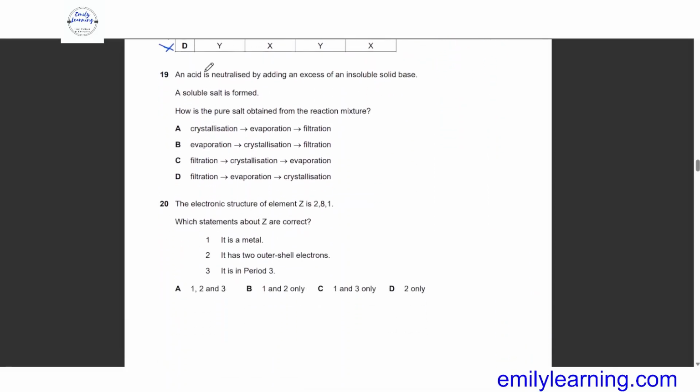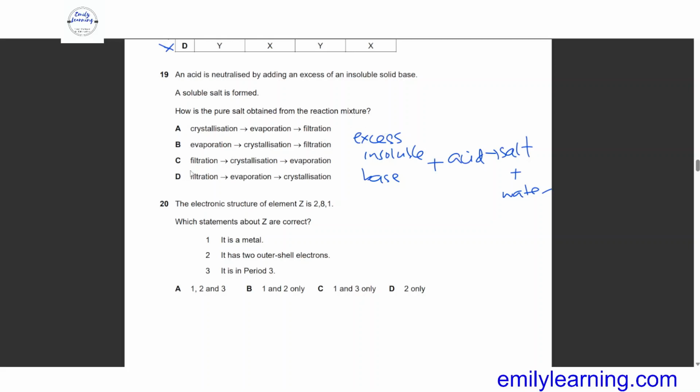Next, question 19. An acid is neutralized by adding an excess of insoluble solid base. A soluble salt is formed. So what is the pure salt? How is the pure salt obtained from the reaction mixture? In other words, this method of salt preparation is adding excess insoluble base or carbonate, or metal if the metal can react with the acid, to the acid to form the salt, which is soluble, plus water. Because we add excess insoluble base, we need to filter it out.